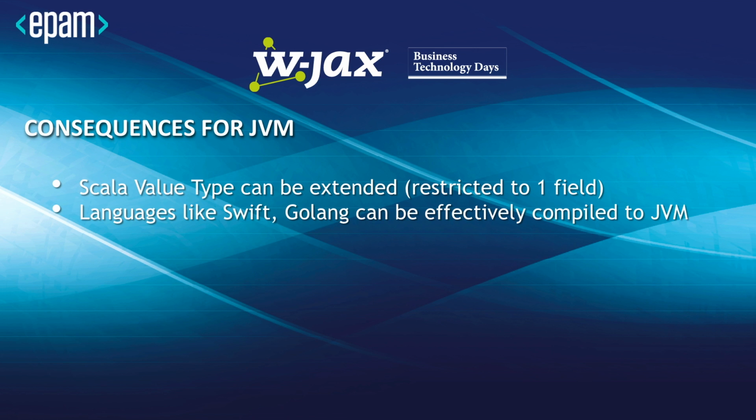If we have value types, then languages like Swift and Golang can be more effectively compiled to the JVM, or not, because they may need other things which I don't see right now, but there are many things. But definitely value type is something that they need. If we don't have value types, we shouldn't expect any Swift compiler that targets the Java virtual machine.